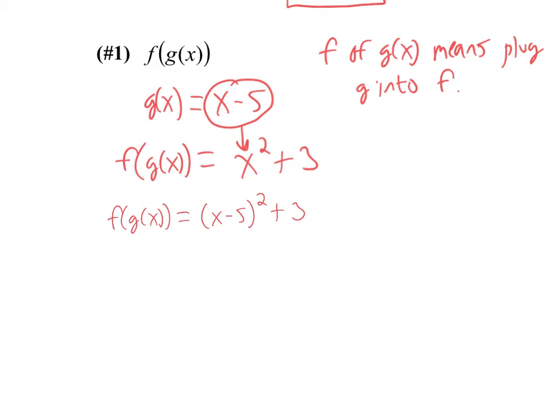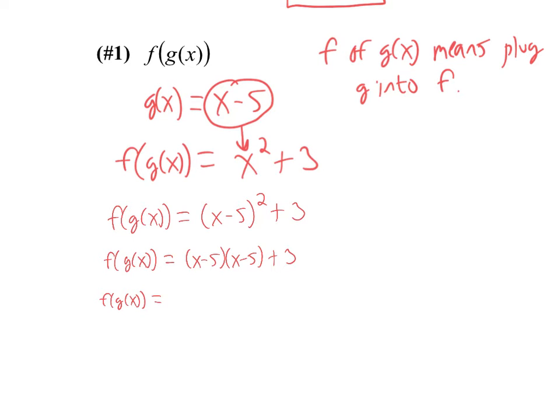Now let's go ahead and simplify this here. We have f of g of x. We have to expand x minus 5. There's two x minus 5s being multiplied together here, right? Plus 3. I like to write f of x, it's more natural to me, I guess.